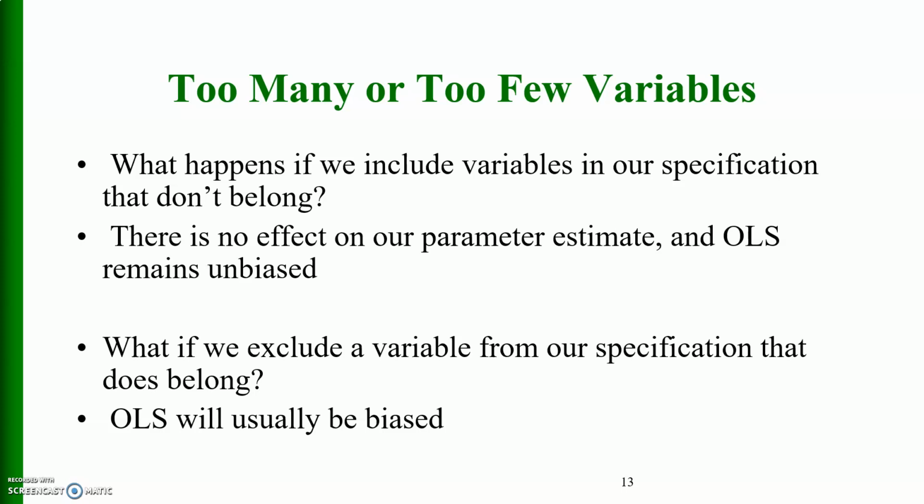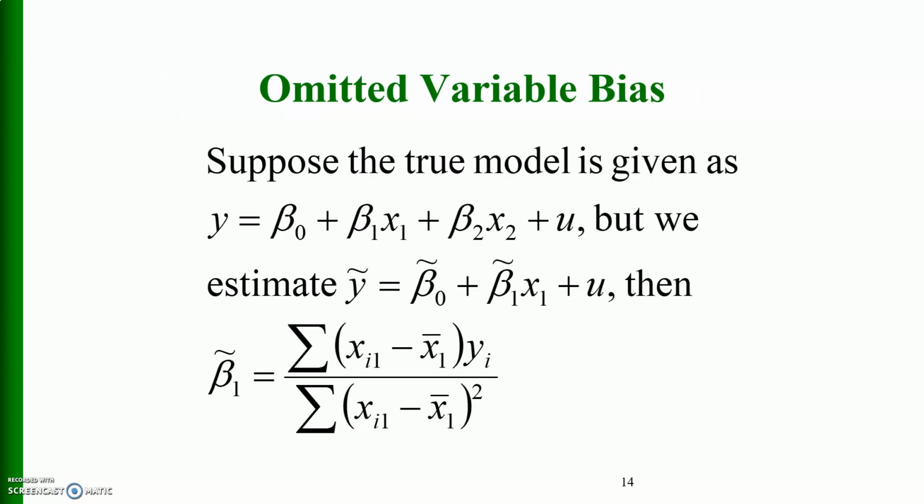What happens if we include variables in our specification that do not belong? There is no effect on our parameter estimate, and OLS remains unbiased. But what if we exclude a variable from our specification that does belong? In that case, OLS will be biased, and this may be due to endogeneity or simultaneity.